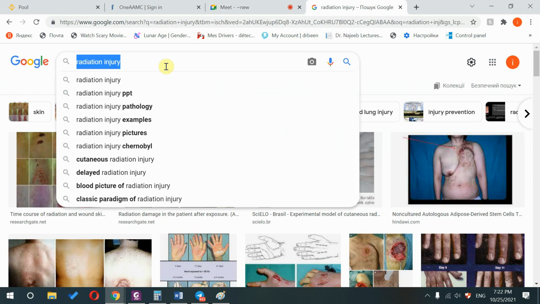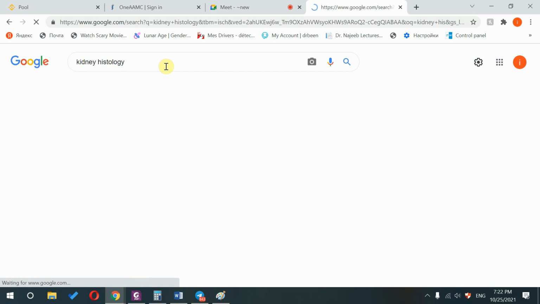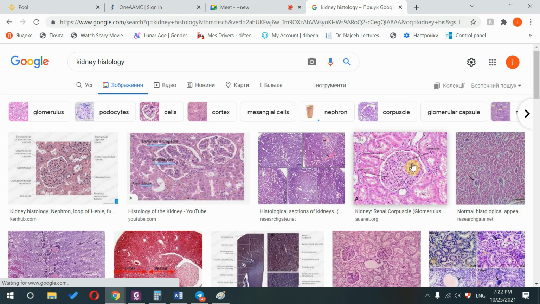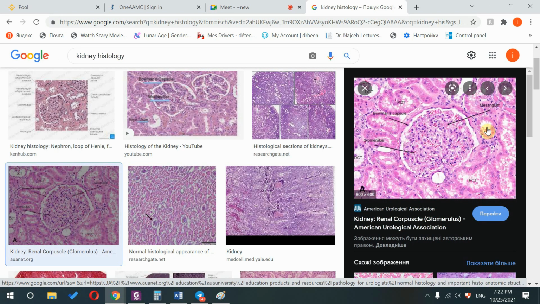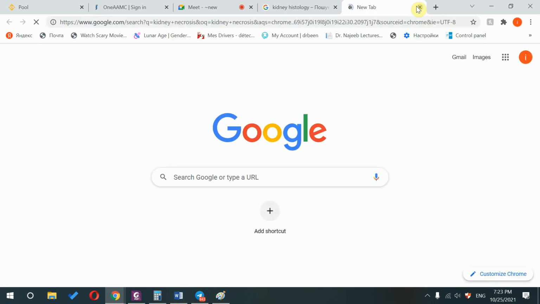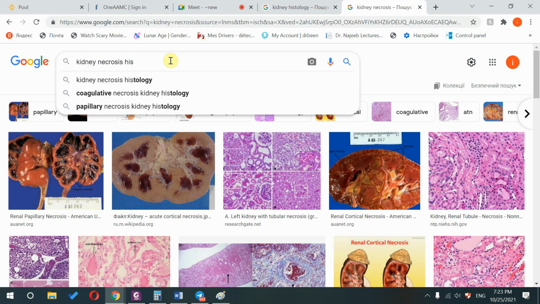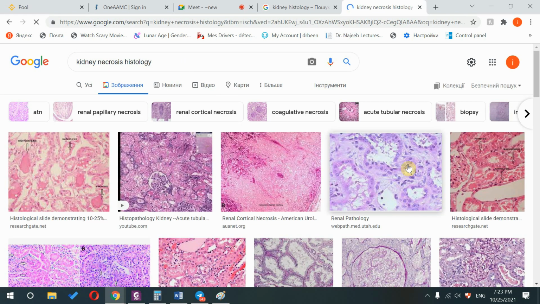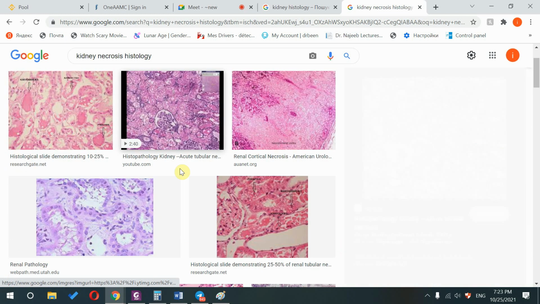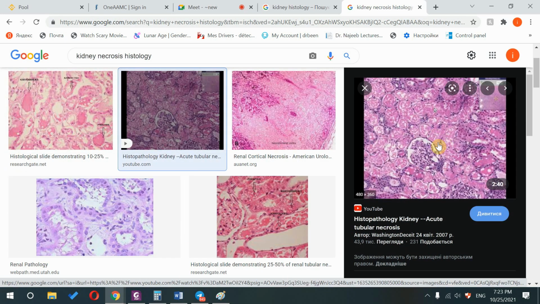So if I show you here kidney histology, just a normal kidney histology. Take a look at this. This is a glomerulus, these are tubules, so all good, it's totally normal. If I take the kidney and I just write next to it necrosis, and we take a look at the histology of it. Well, take a look at this one. Yeah, so that's acute tubular necrosis, for example.